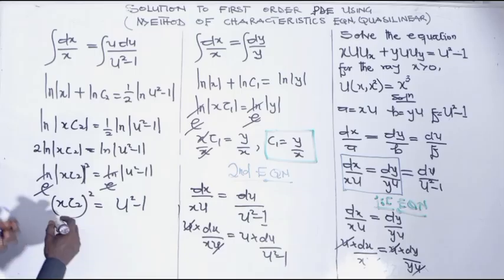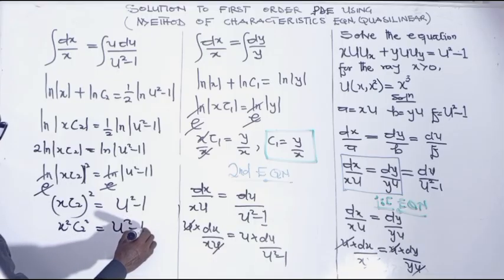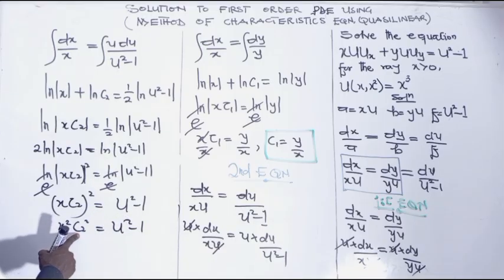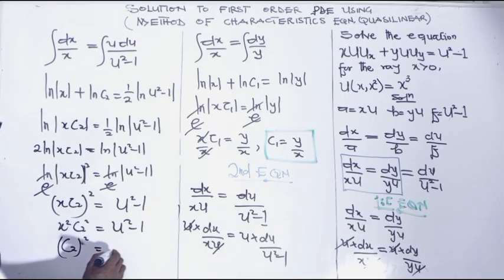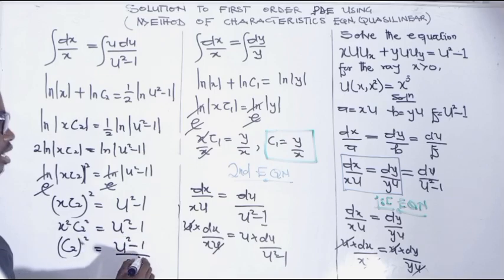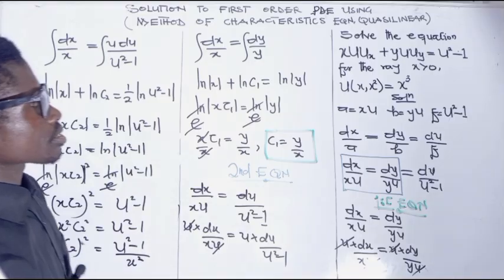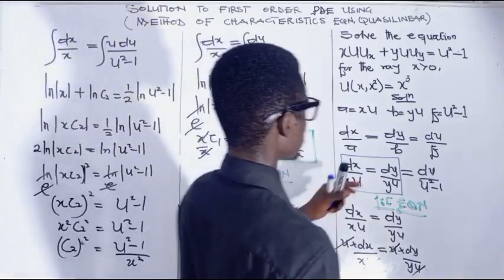second solution. So we can expand this and write it as s squared c2 squared is equal to u squared minus 1. We are interested in making c2 the subject, so we have c2 squared is equal to u squared minus 1 all over s squared. Very, very interesting. Let's continue from here.